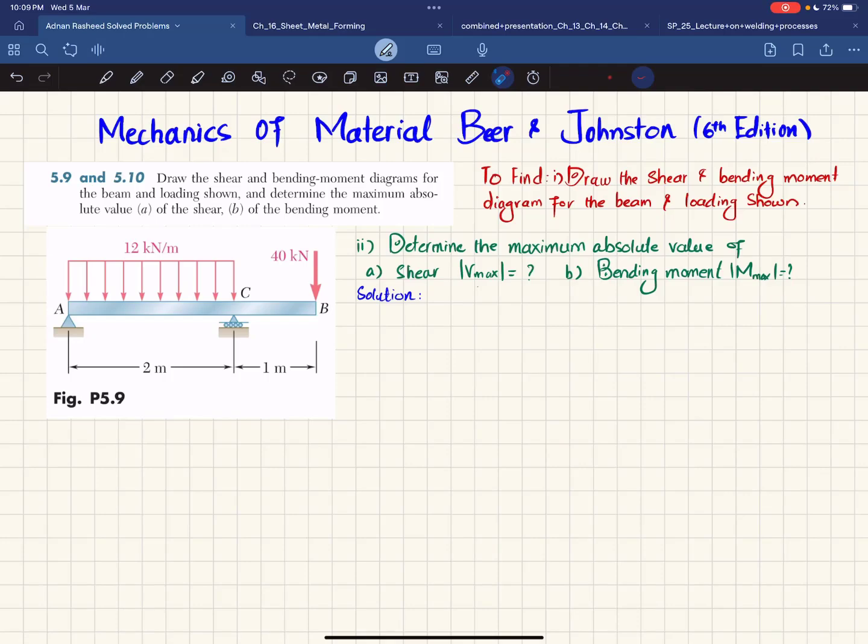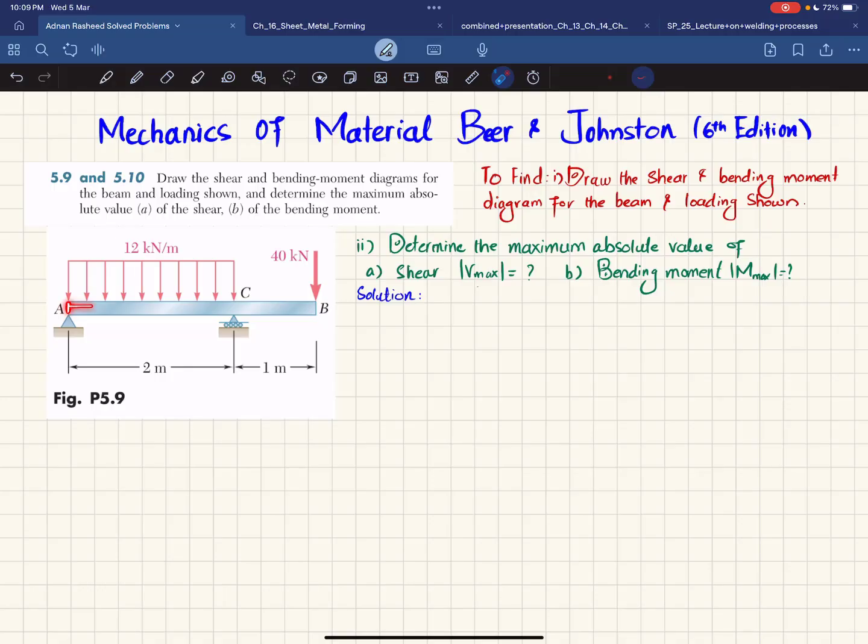Welcome back. In this video, we are going to solve problem 5.9 that is taken from chapter number 5, Analysis and Design of Beam, and the book name is Mechanics of Material by Beer Johnston, 6th edition. So the statement is: draw the shear and bending moment diagrams for the beam and loading shown and determine the maximum absolute value of shear and bending moment. So let's start with the solution.